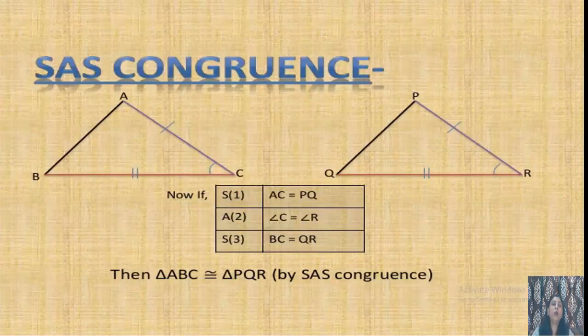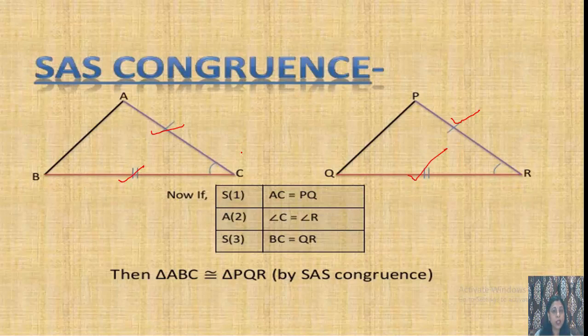Now coming to the first rule, that is SAS congruency rule. So you can see there are two triangles given ABC and PQR, and from the figure itself you can see that this side AC is equal to PQ. single line ये आपको बता रही है कि AC जो है वो PQ के equal है. Okay, and this double line means this BC is equal to QR.